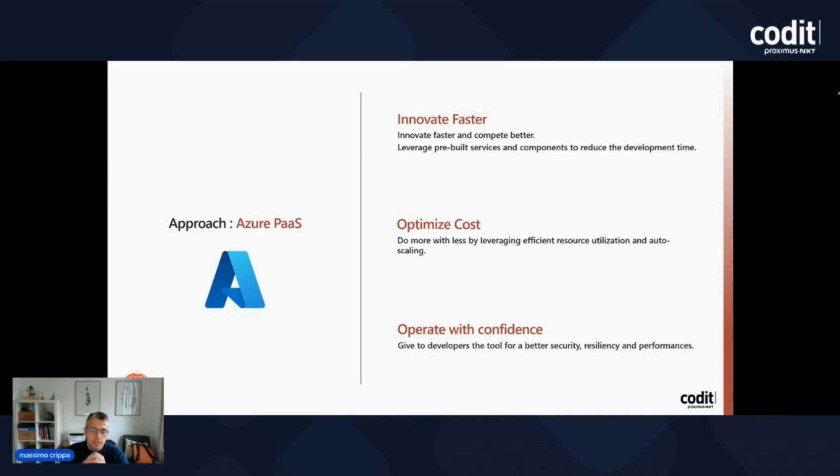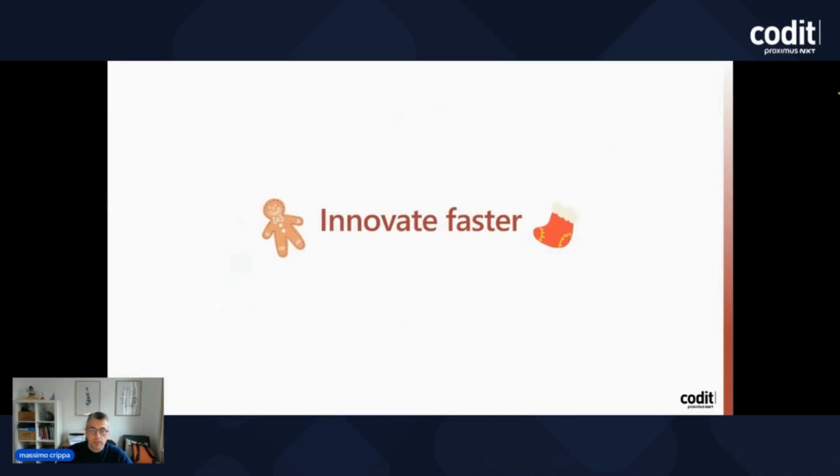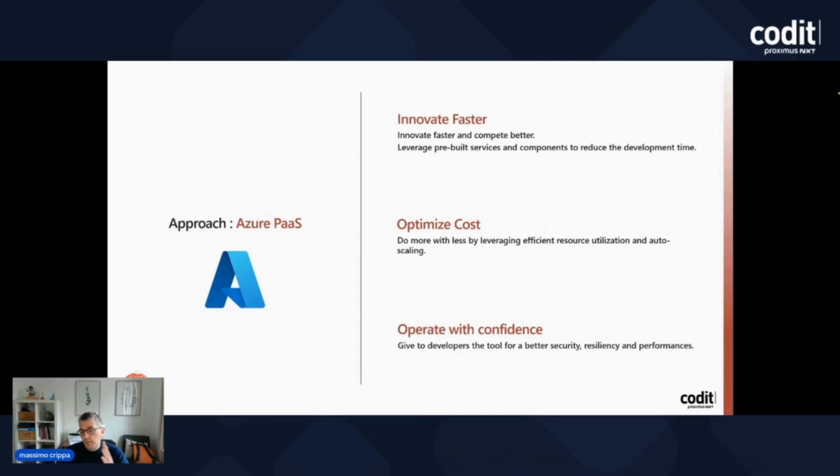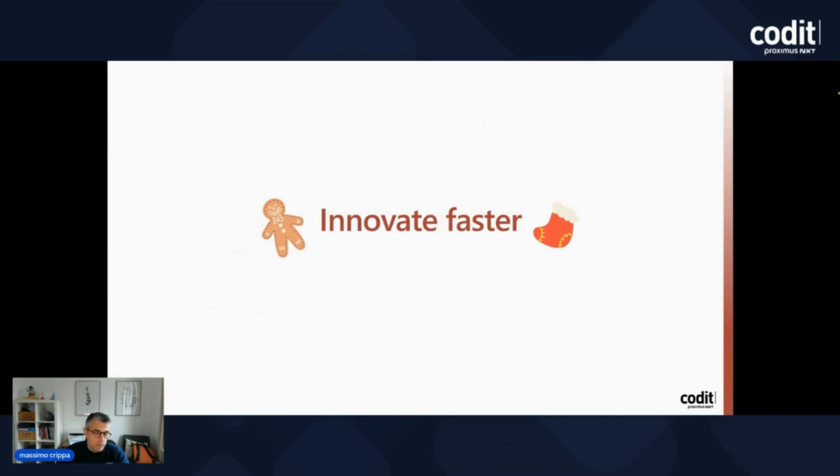And last but not least, we want to leverage PaaS to give our developers the possibility to operate with confidence. What does that mean? It means adding security, resilience, and performance with no cost or a low entry point for them. Now, let's go through these three steps, innovate faster, optimize costs, and operate with confidence, and see how we can use Azure technology to make sure that we can fulfill the use case of Datasprint.